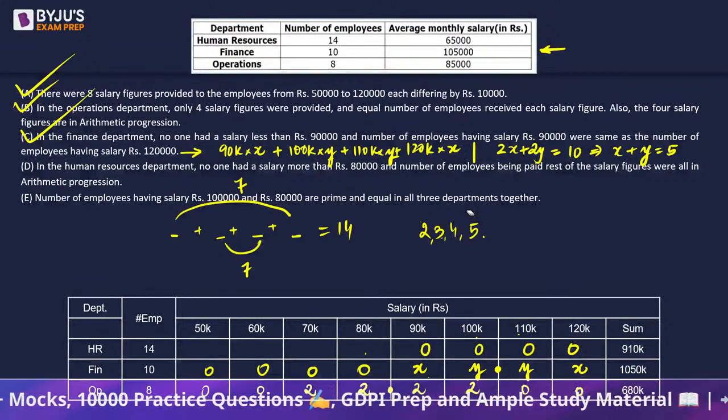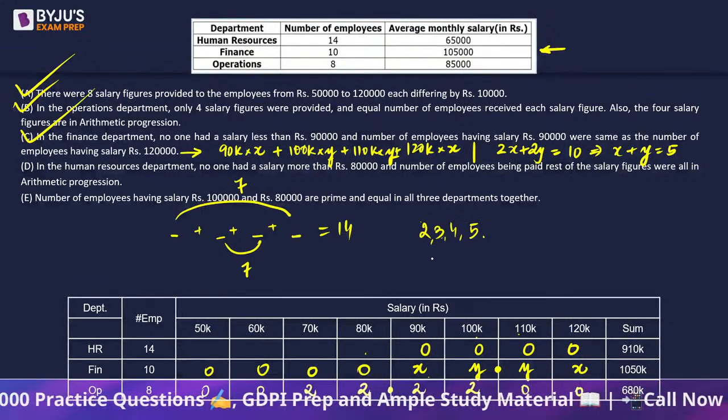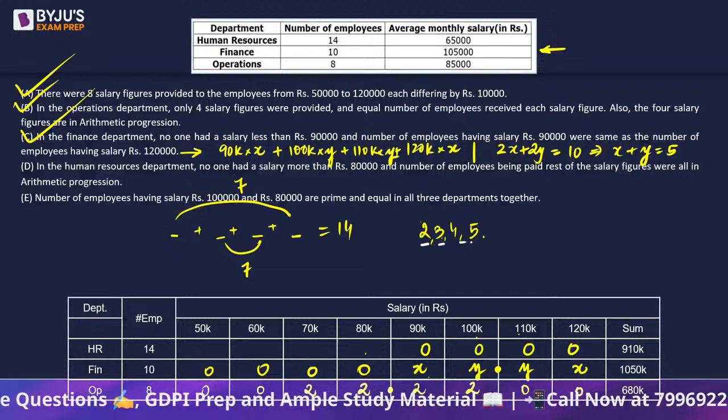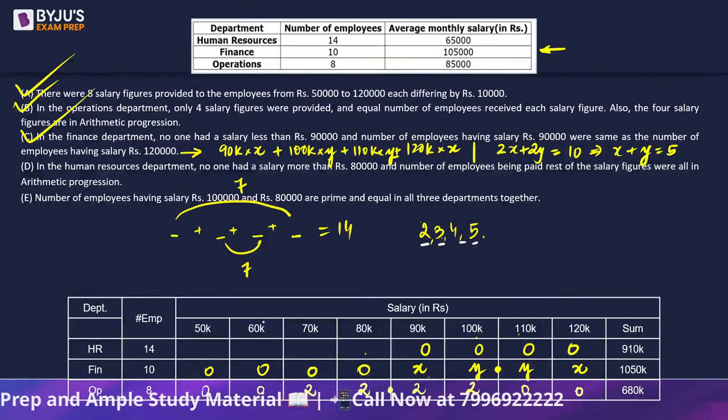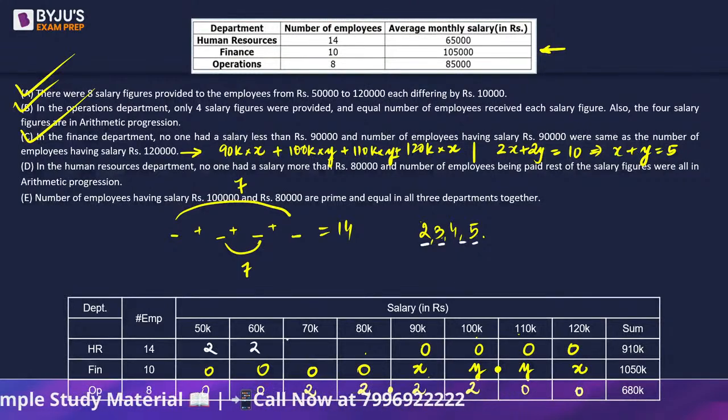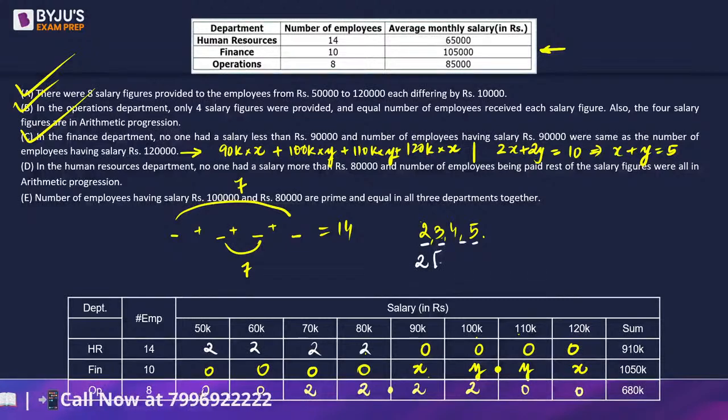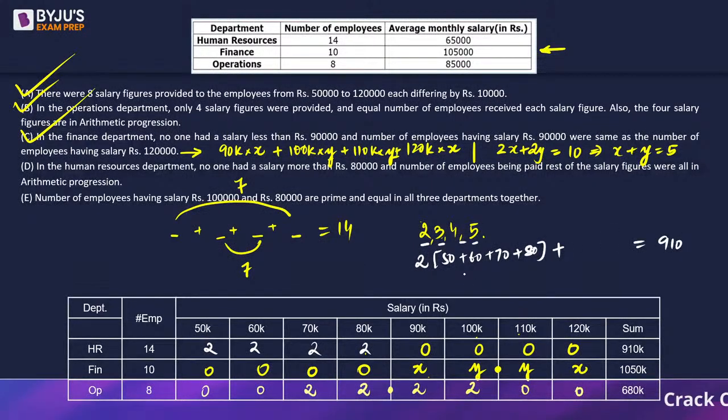So for this, I am saying that देखो 2, 3, 4, 5 would mean 20,000 तो हर किसी का हो गई. Sorry, 2 employees will be there for each one of them for sure, right? So 2 times 50 plus 60 plus 70 plus 80 plus what will give us 910, right? So right now we have 260 into 2, which is 520.